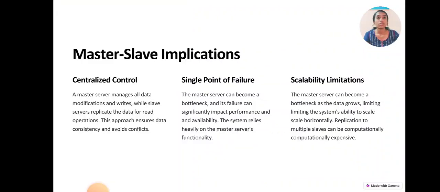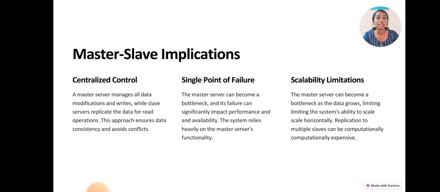The next is master-slave replication. It involves centralized control, single point of failure, and scalability limitations. These are the properties of this master-slave replication.